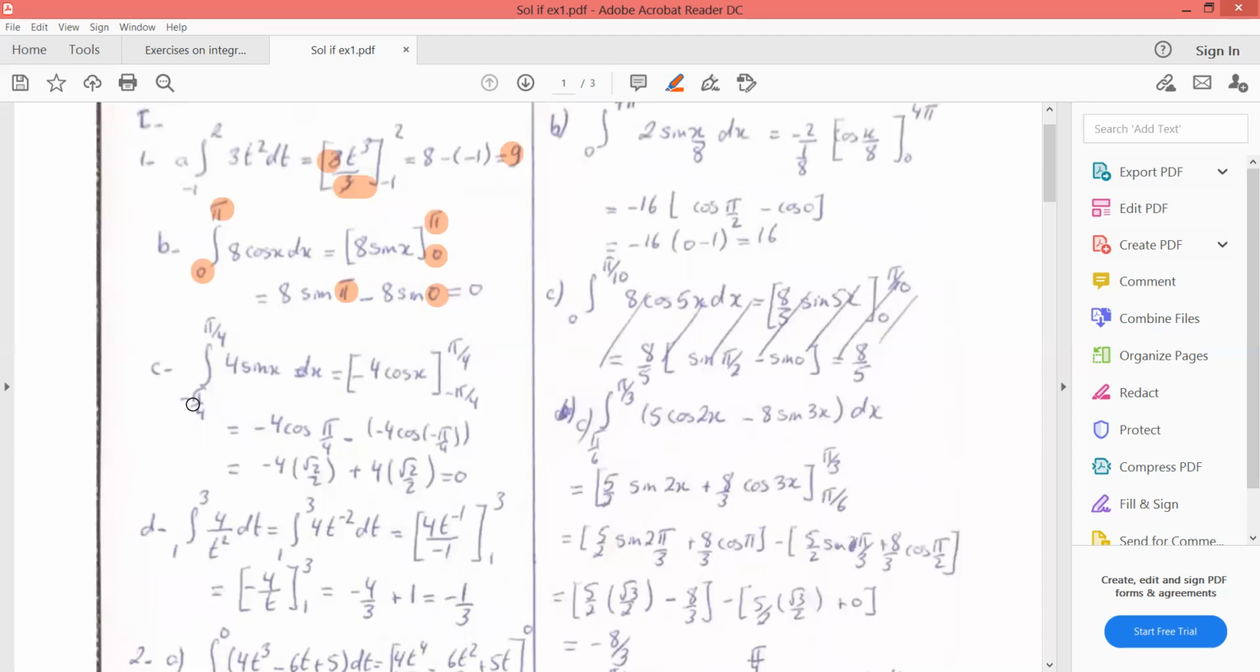Once again, minus pi over 4 till pi over 4 of 4 sine x dx. The integral of sine is minus cosine, so it becomes minus 4 cosine x between minus pi over 4 and pi over 4. First time we replace x by the upper bound, which is pi over 4, minus pi over 4, we get 0. Using the calculator you can find cosine pi over 4 if you forget it. Can anybody tell how to calculate this integral by another method?